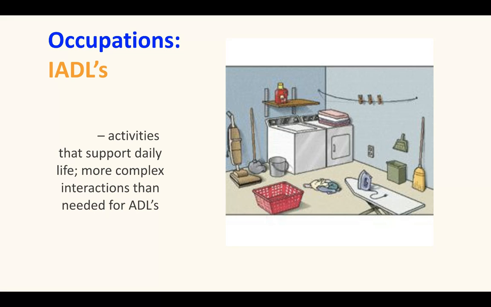The next two areas are shopping, which is one of my favorite IADLs. But there's different components to shopping. You can shop for food, you can shop for clothes, you can shop for appliances, many areas or many ways that you can shop. The last component of this is religious and spiritual exploration.